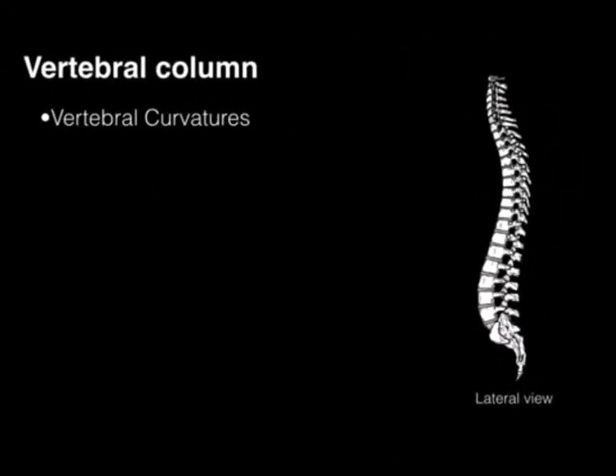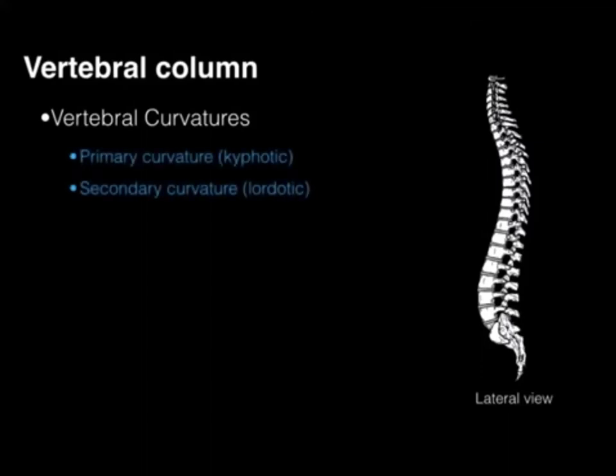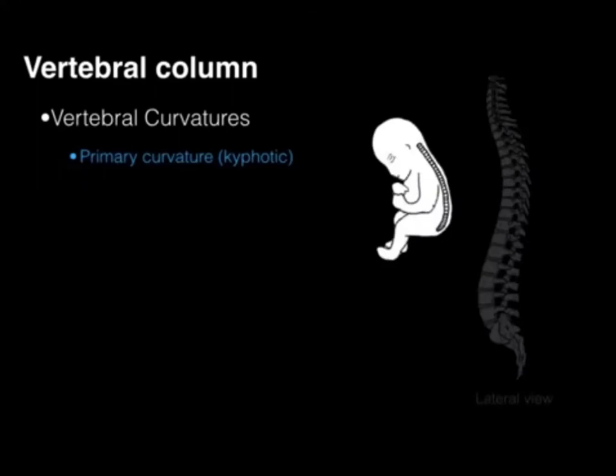The vertebral column consists of some curvatures, so that we call them primary curvatures and secondary curvatures. First is our primary curvature. So there we have a picture of a fetus, and notice that the fetus is in the fetal position, hence the name. And the vertebrae makes this primary curve, this C-shaped curve, and it's primary because it's the first curve that we have in the vertebral column.